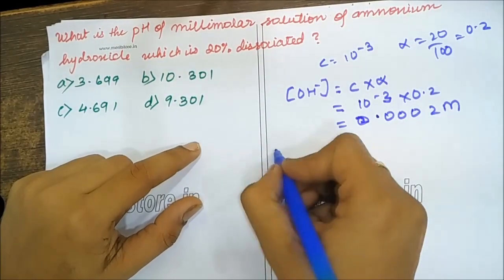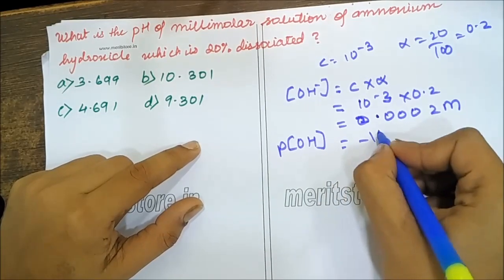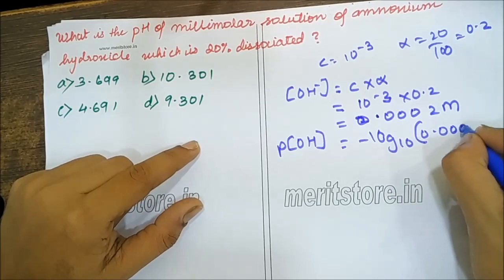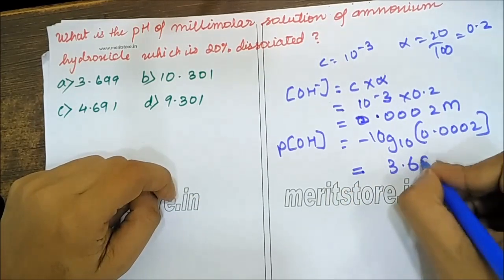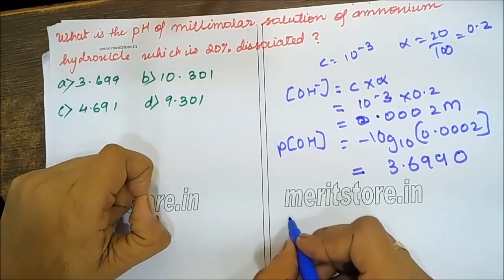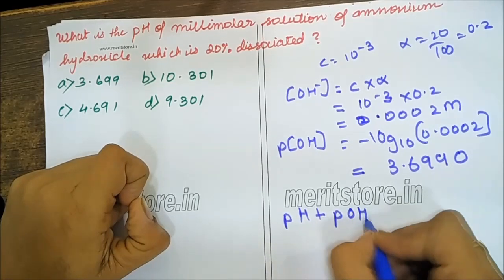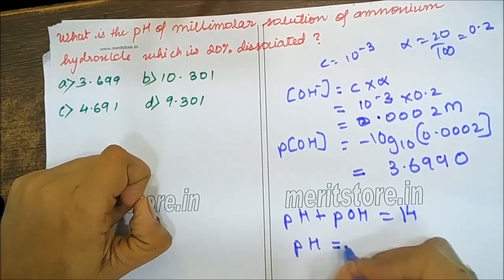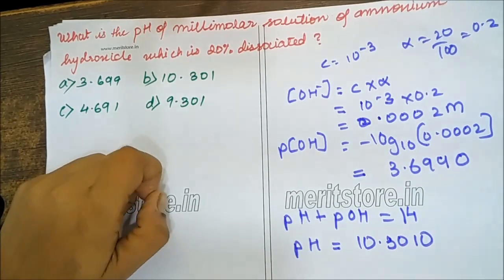Which I can say to be 0.0002 molar. Now I want to first find out pOH. So I will be taking negative log to the base 10 of 0.0002. So my pOH after calculation would come to be 3.6990, and we know pH plus pOH is 14. So my pH value comes to 10.3010.